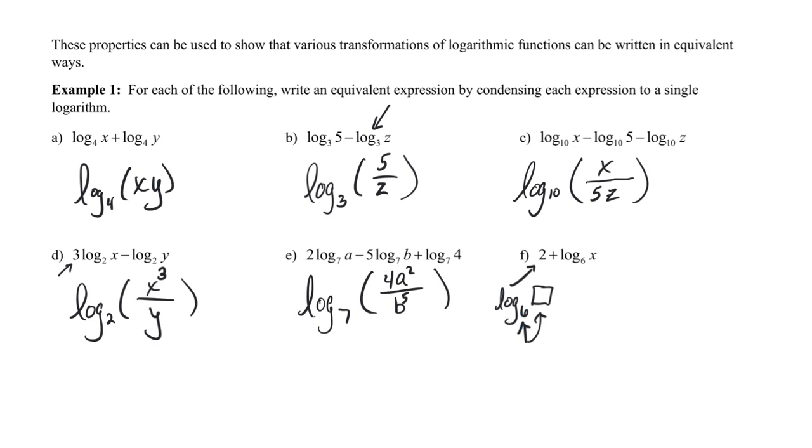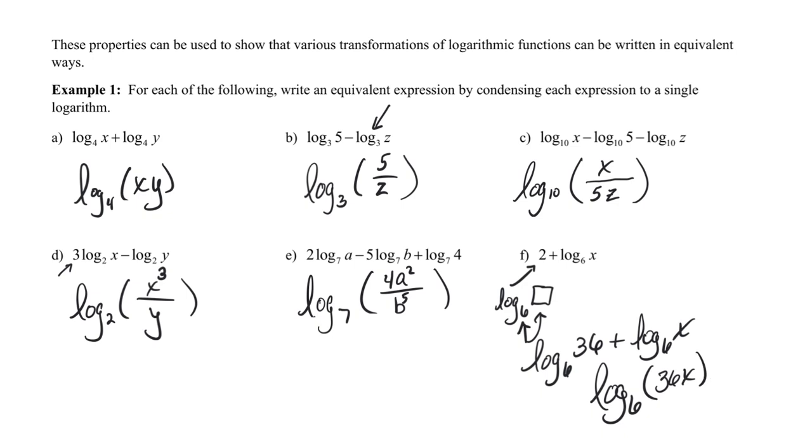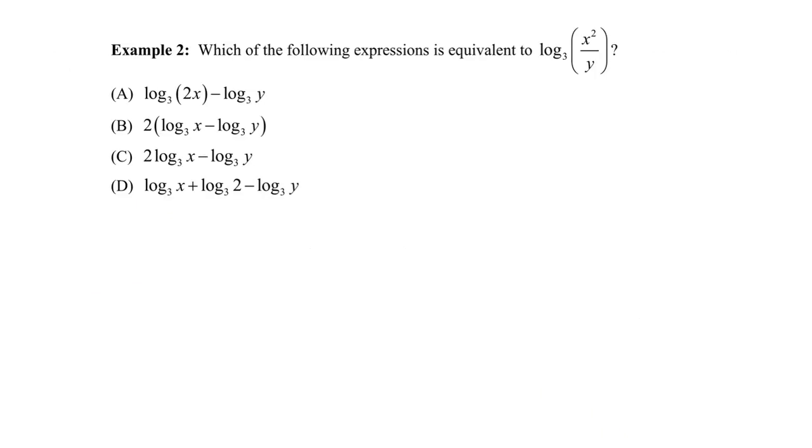And if the base was 6 and the exponent is 2, what was the number that has to go right there? Well, it had to have been a 36. So that is log base 6 of 36 plus log base 6 of x. Now I can condense it down. I can write 1 log base 6, put a parenthesis. I don't have any minus signs, so no fraction bar. This just means I have to multiply things together. 36x.